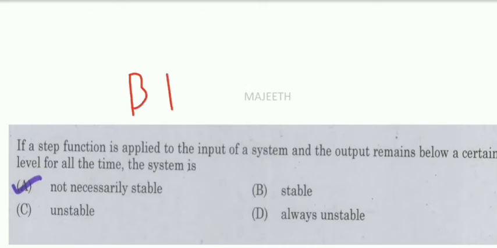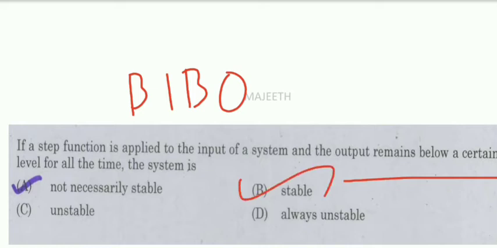Right? Okay. Then what happens? The output remains below a certain level. That means output is also bounded. So bounded input produces bounded output. That means it is always a stable system.